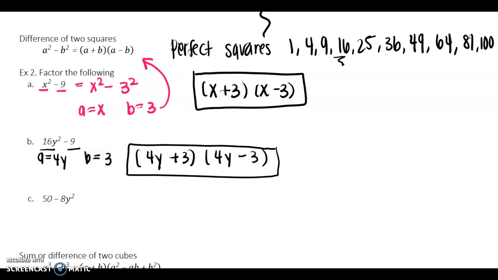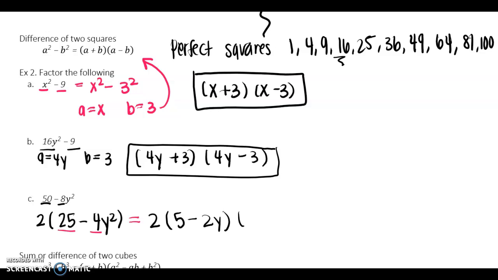Okay, and then this last one, notice that 50 and 8 do have something in common. So you could take out a 2, and you're left with 25 minus 4y squared. Then inside the parentheses, you are left with perfect squares. So you could rewrite this as, you leave the 2 on the outside, 5 minus 2y, and 5 plus 2y. That would be your answer there.